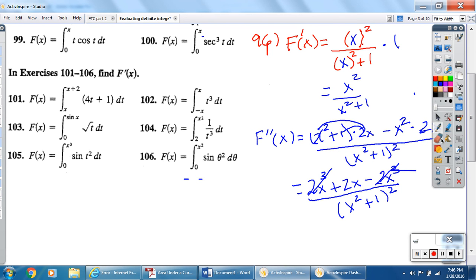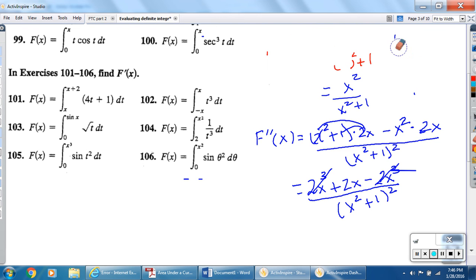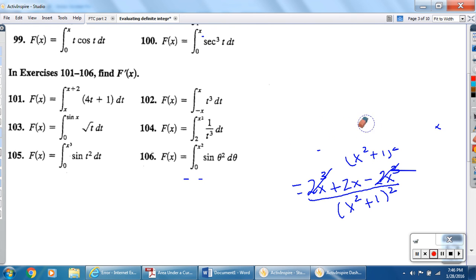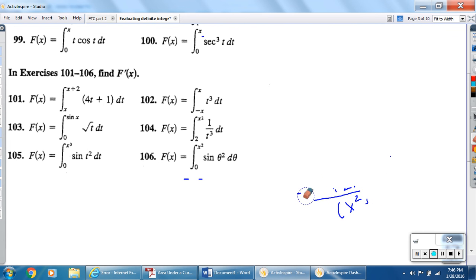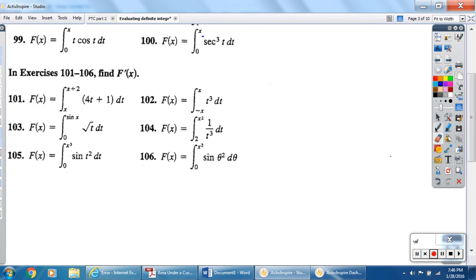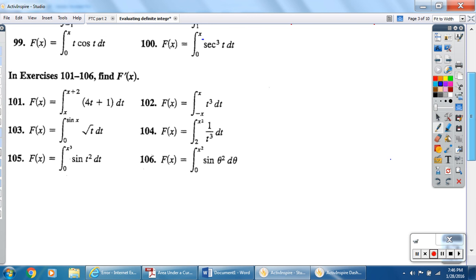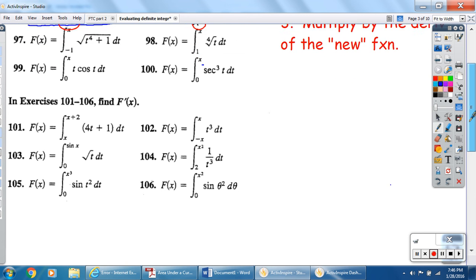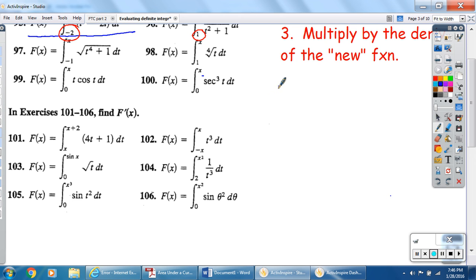All right, that's 96. I have a feeling I may not do all of these because I'm going to run out of patience with using the slate, but we'll see how far I can go before I jump down to the next section. Hopefully you're getting the idea that it's just 3 steps. One of the main things you need to remember is when do you use the fundamental theorem of calculus part 2? When you're trying to find the derivative of a definite integral. Now we're going to go back up to number 97.